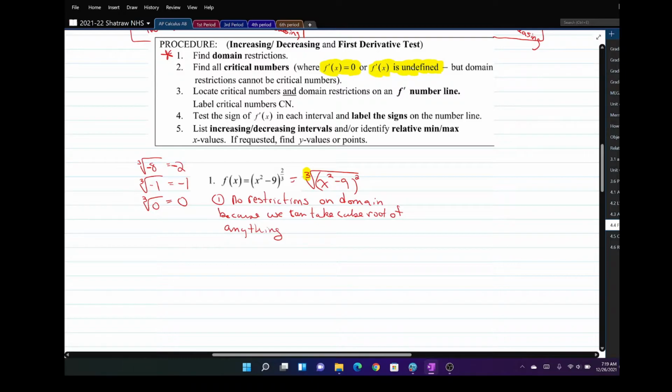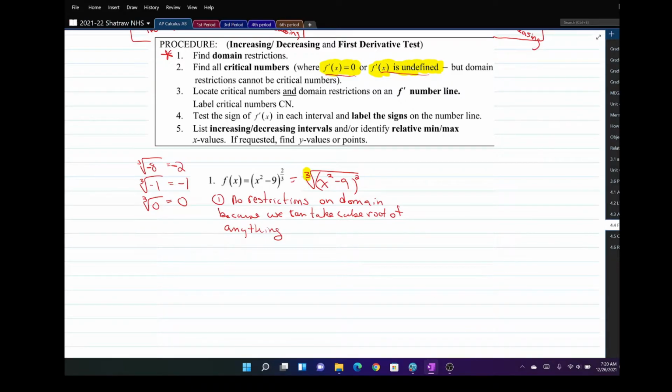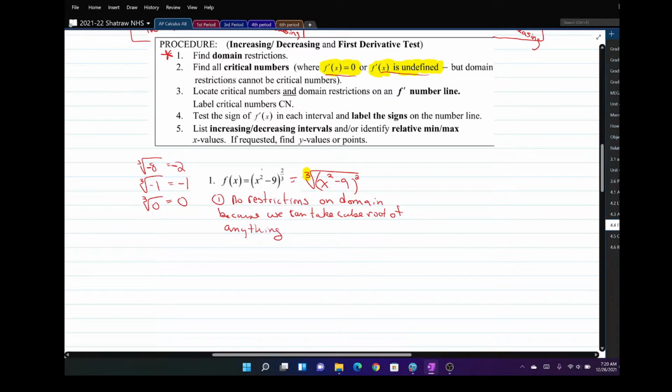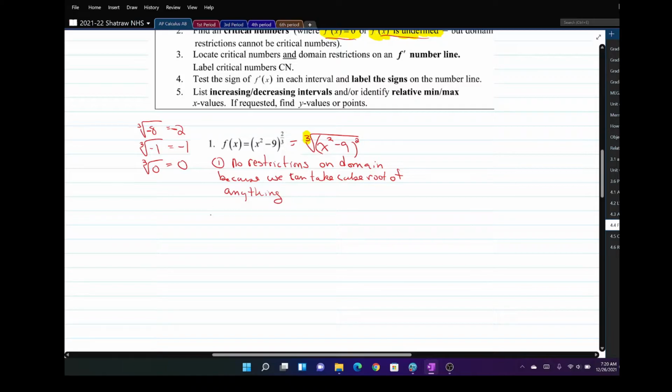So then step 2 says we're going to find critical numbers. And I've already highlighted these just so you could see them. The derivative, I need to set it equal to 0. The derivative, I need to check to see if it's undefined anywhere. And I was mentioning that if I had this bit in the denominator, that would be an important moment. Well, that's what's about to happen.